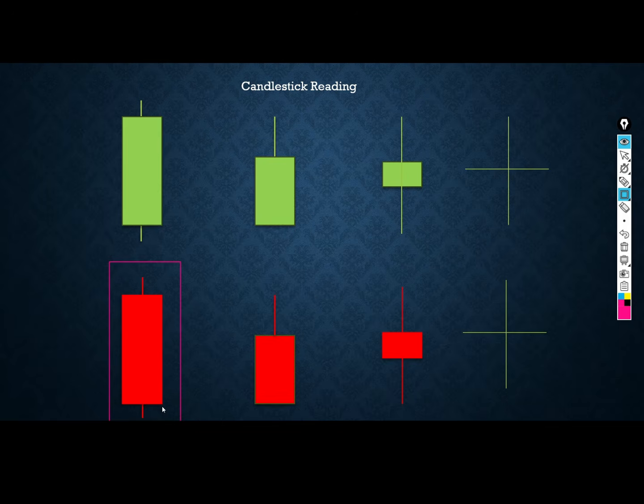In the same way, here sellers are in control. In the second candle, sellers are losing their momentum.